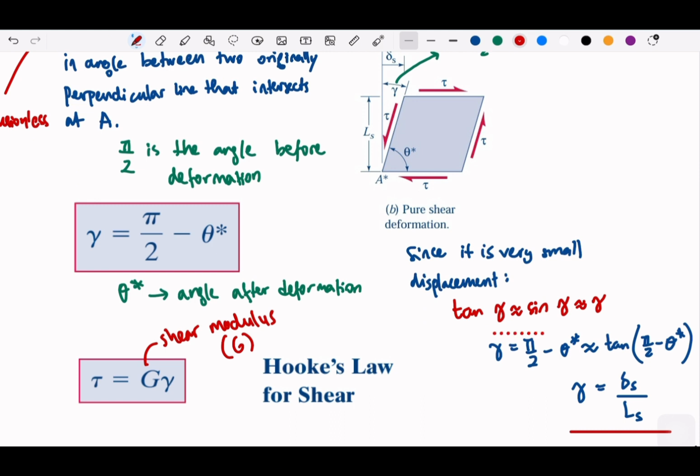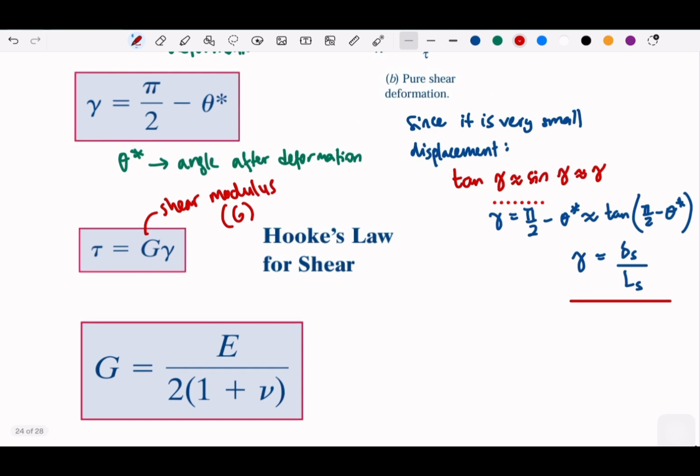You could just change all the normal force or normal stress and strain with tau and gamma, and E, Young's modulus, we change to the shear modulus. And there will be some connections between this shear modulus and E, the Young's modulus, which we can write as this formulation. I think if we have time, we can discuss more about this. But for now, let's just write the practical formula for G, the shear modulus.